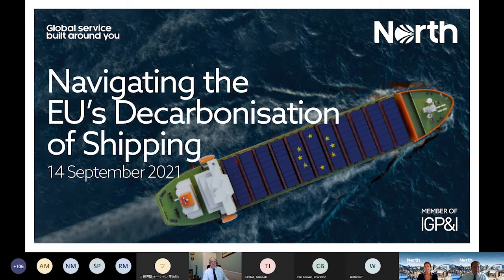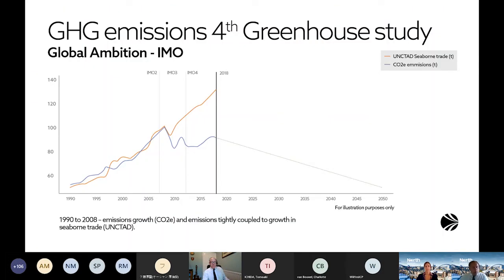We're here to talk about the IMO's targets and the EU targets, and how they compare and how they're different sides of the spectrum, effectively. So let's look at this graph first of all. As you can see as we go up here, this is the UNCTAD seaborne trade reference line. We can see that up to around 2008, trade increased at a similar pace to the CO2 emissions, as we can see on the y-axis. This kept on increasing, and then the emissions slightly leveled off.